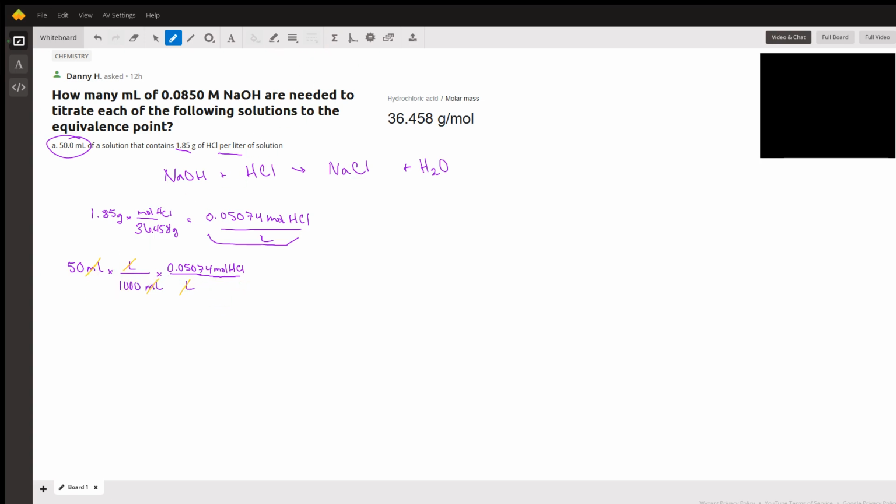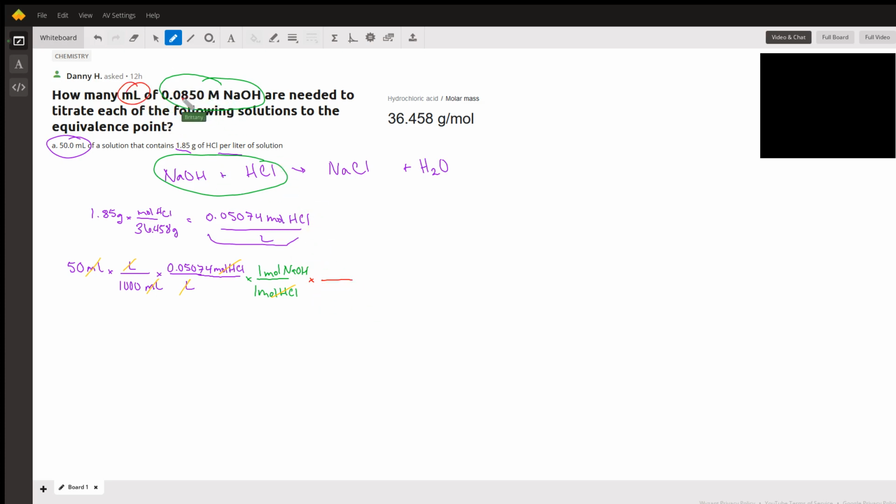So from here, we want to continue and see how many moles of sodium hydroxide are needed in order to react with this many moles of HCl. And so using our stoichiometric equivalence in our equation, 1 mole of hydrochloric acid reacts with 1 mole of sodium hydroxide. So then at this point, now we've figured out how many moles of sodium hydroxide we need. The next step is going to be to figure out how many milliliters we need.